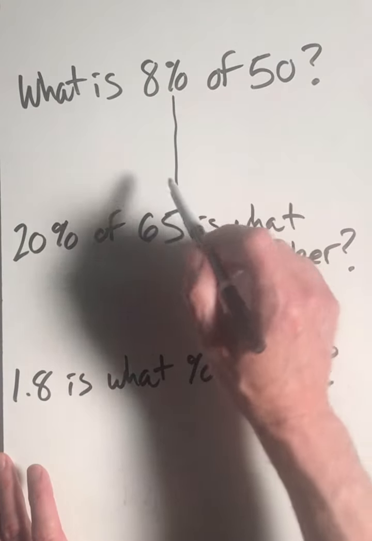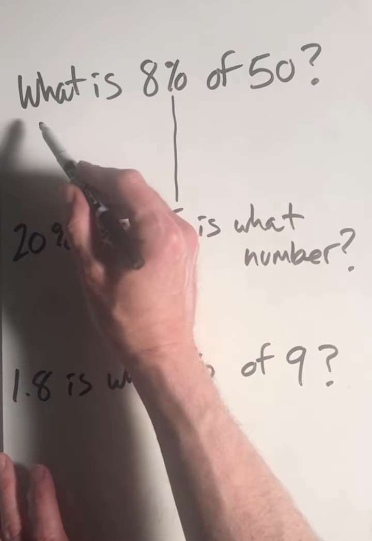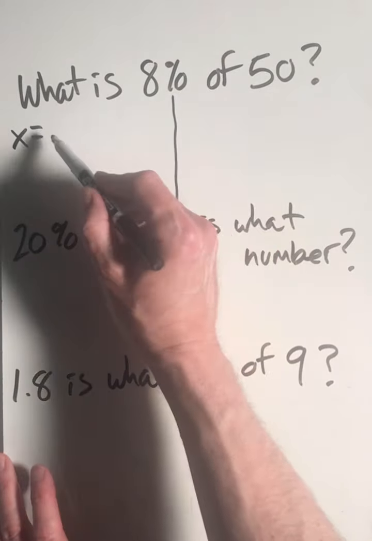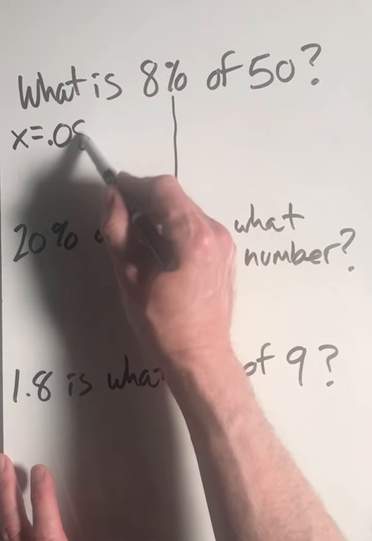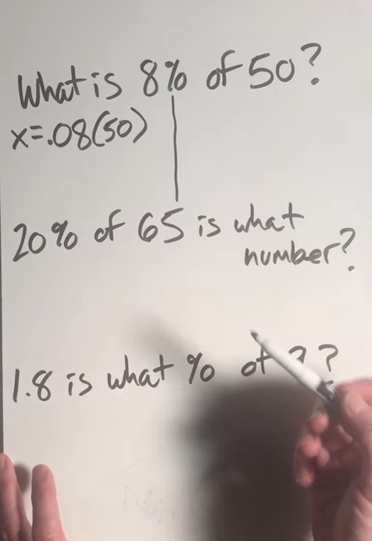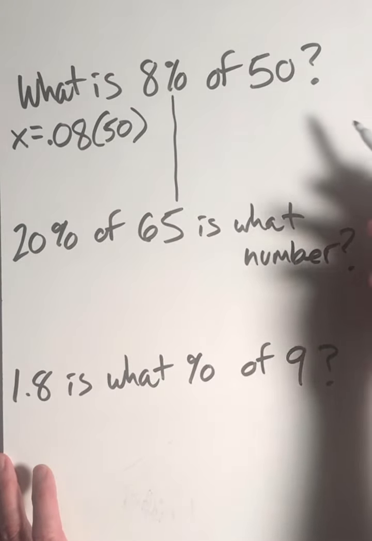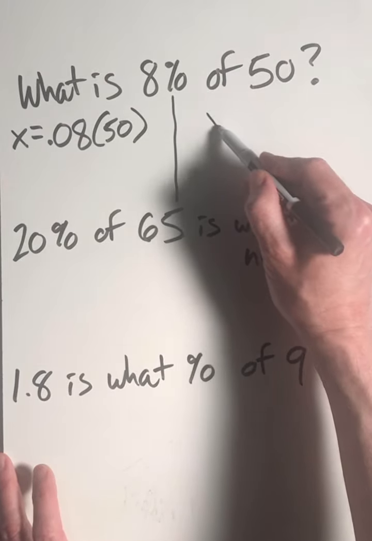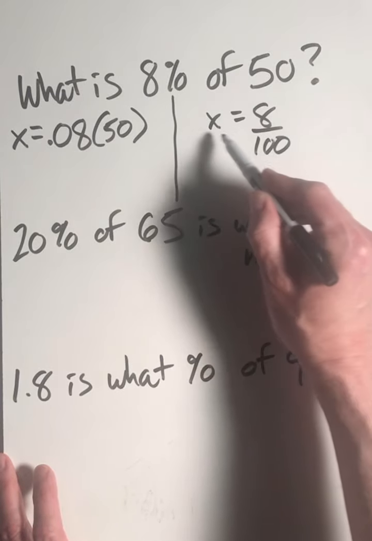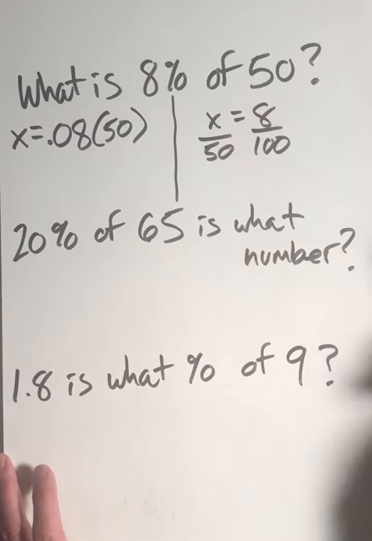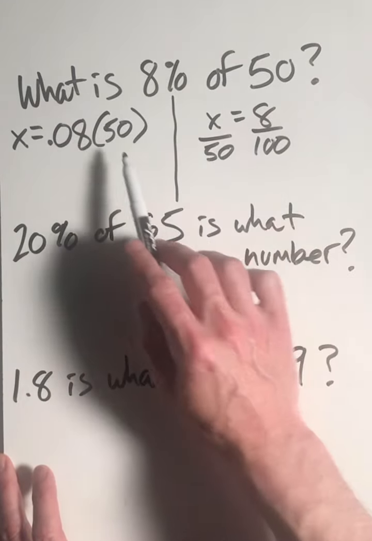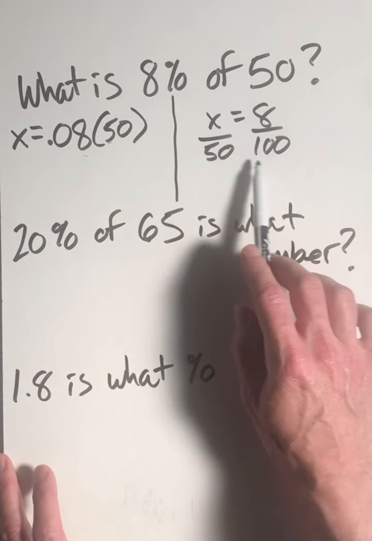So what is 8% of 50? Well, what is, so that would be x equals, 8% is 0.08, and of 50 means we're going to be multiplying by 50. If I wanted to set this up using a proportion, I would say, what is 8% of 50? Noting that in each of these, I'd be taking 50 times 8, and then dividing by 100.